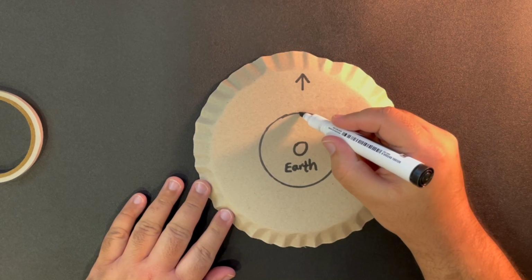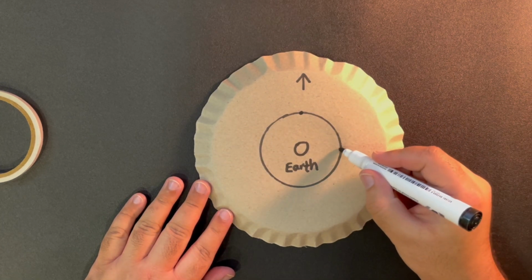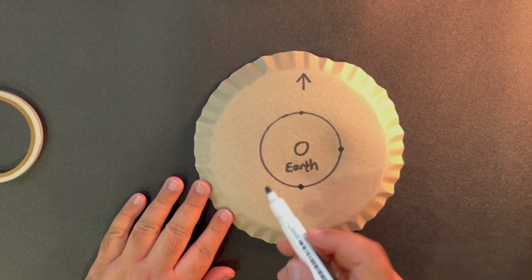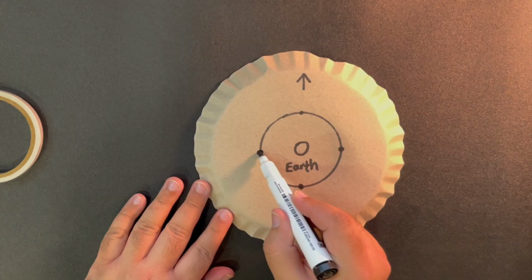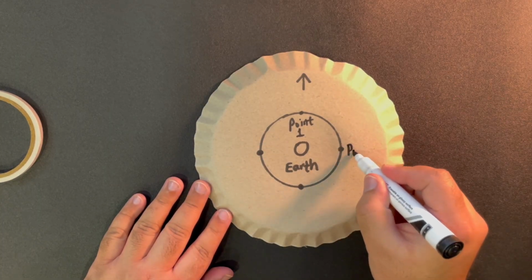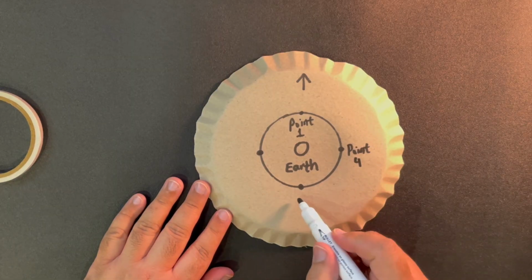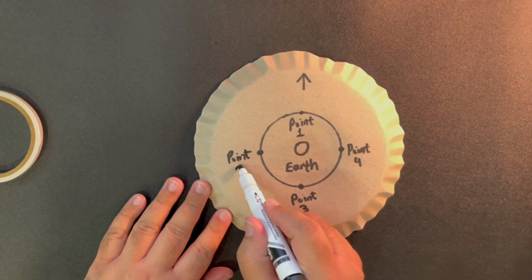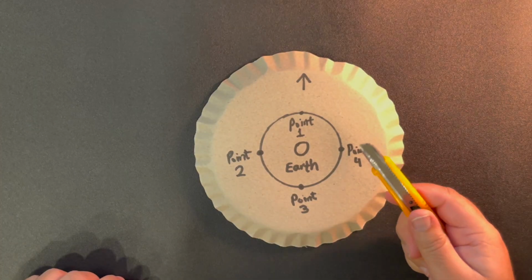Now, using your marker, draw 4 points on the larger circle you drew earlier. These points represent the moon's position in its orbit around the Earth. We can now label these points as point 1, point 4, point 3, and point 2. Remember, they have to be in this particular order.